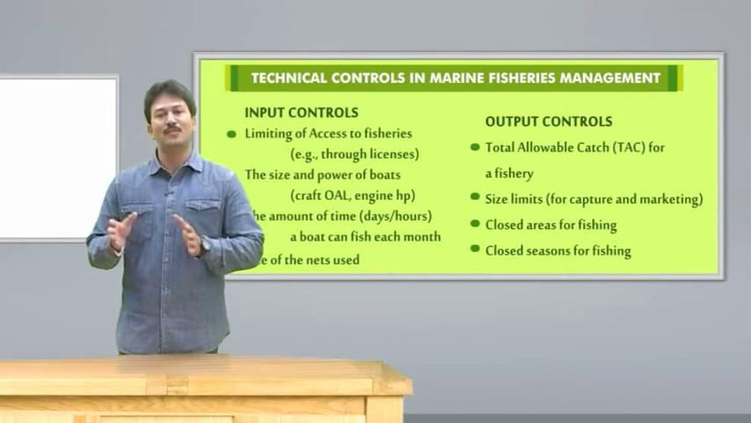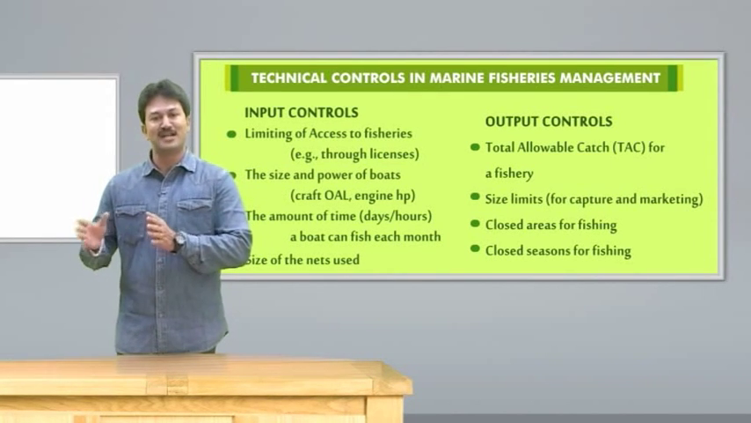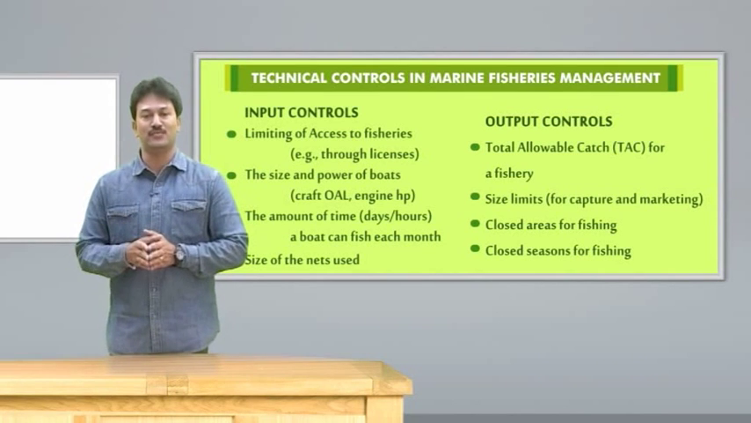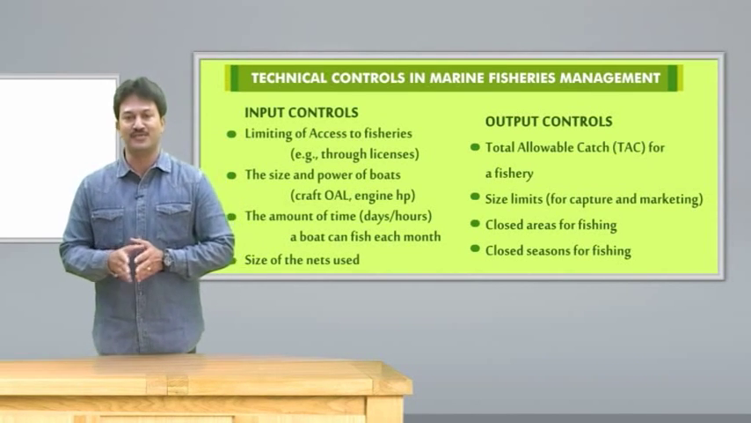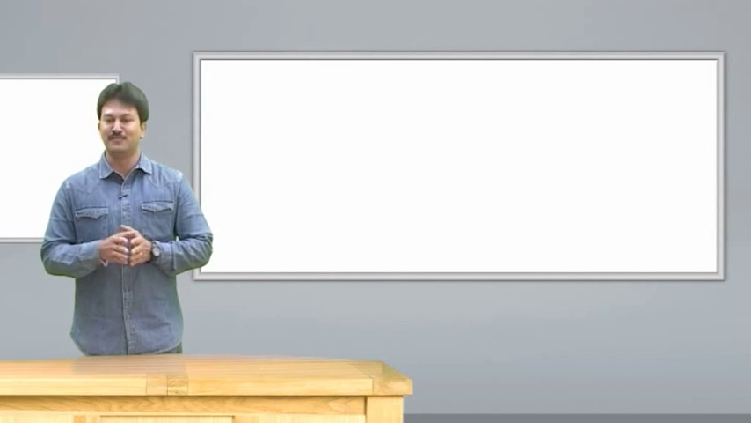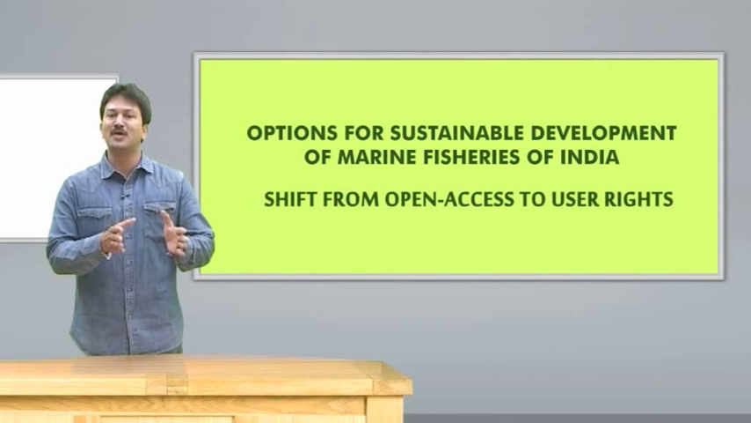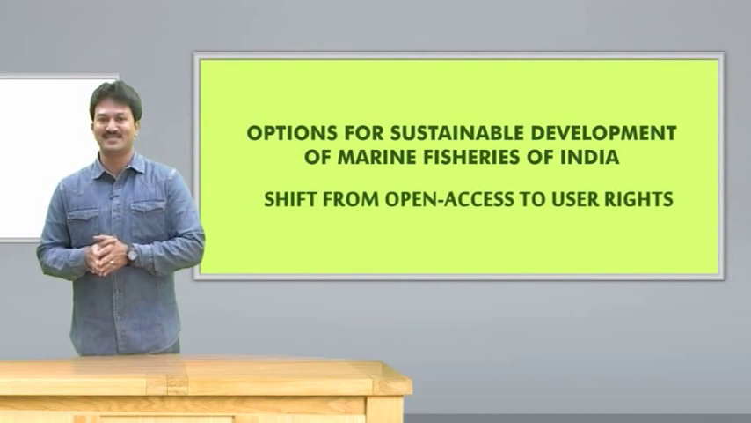Similarly, total allowable catch, TAC, for a fishery, size limits for capture and marketing, closed areas for fishing, closed seasons for fishing. There are options for sustainable development of marine fisheries in India. Let us see. The first one is a shift from the open access to user rights.